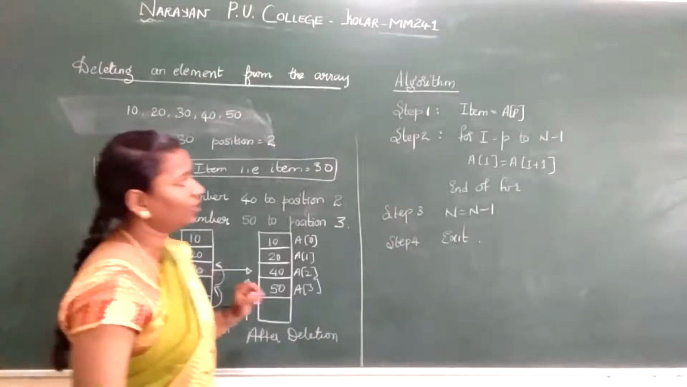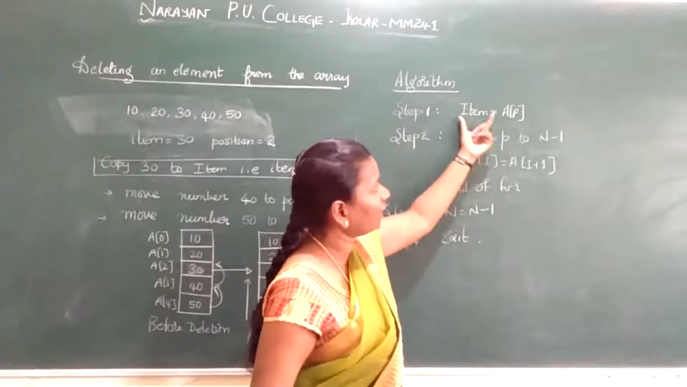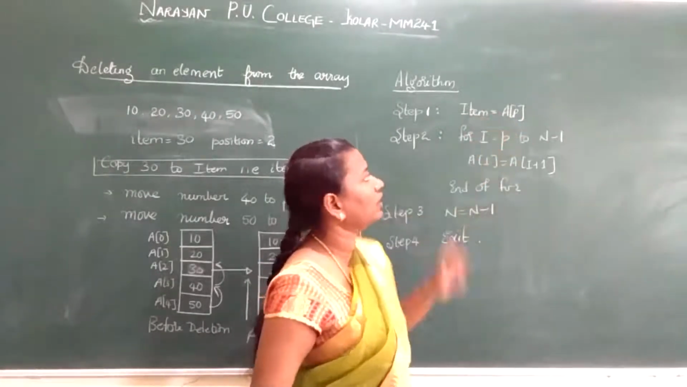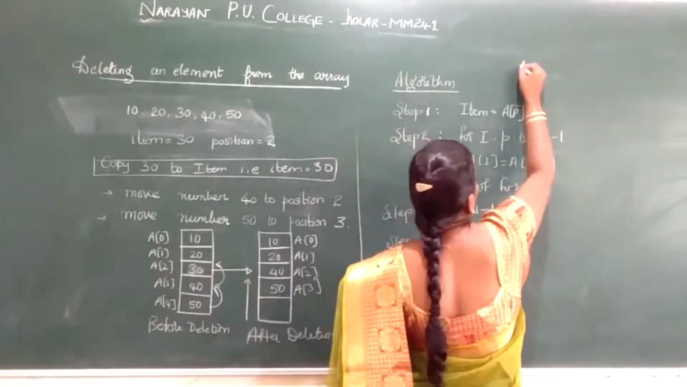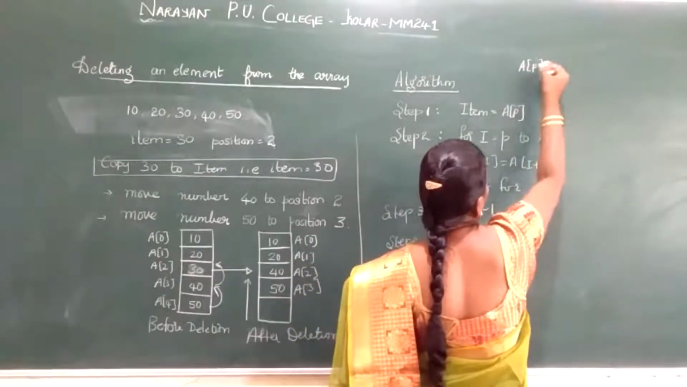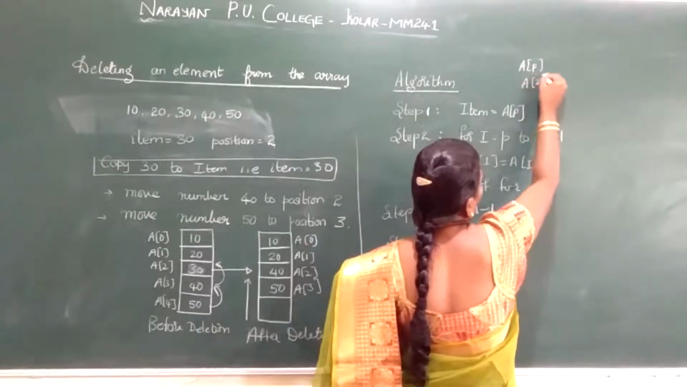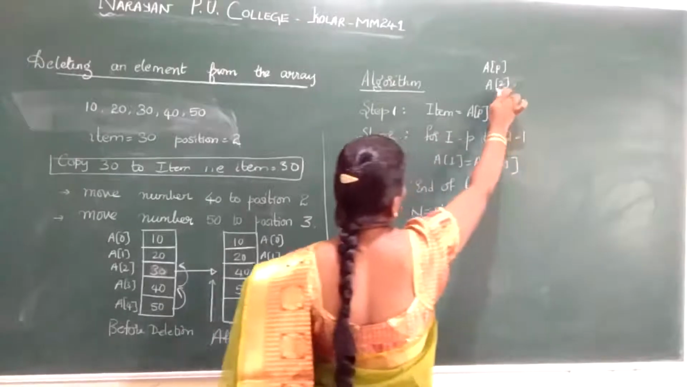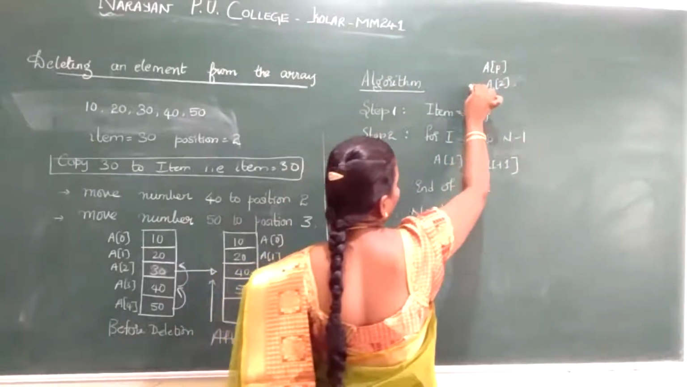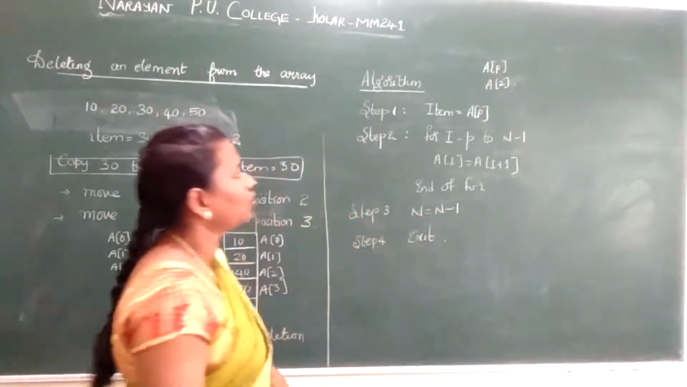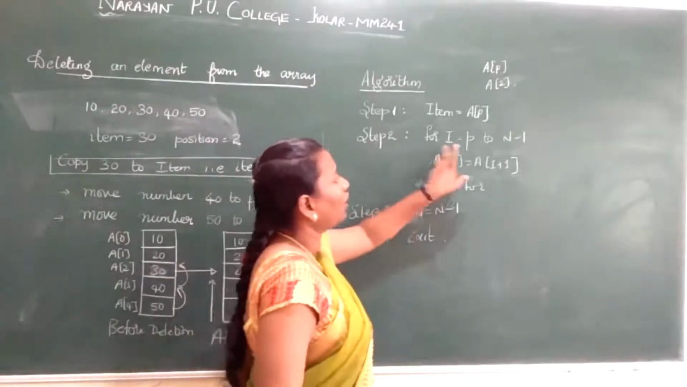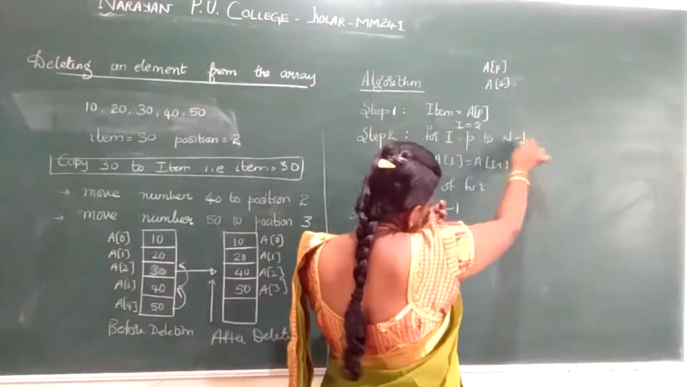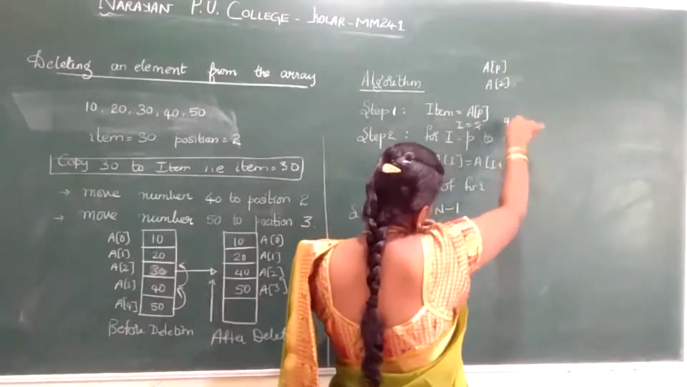Now let me trace the algorithm. Item is A of P; I am just giving the item. What is A of P? Your position is 2, so what is A of 2? At position A of 2, your item 30 is present. For I equal to P, that is I equal to 2, to n minus 1. What is n? 5 minus 1, that is 4.